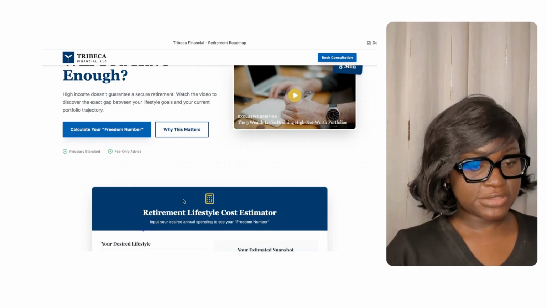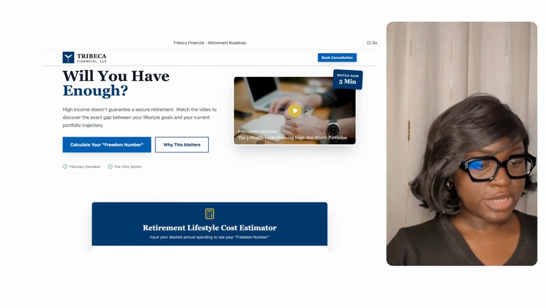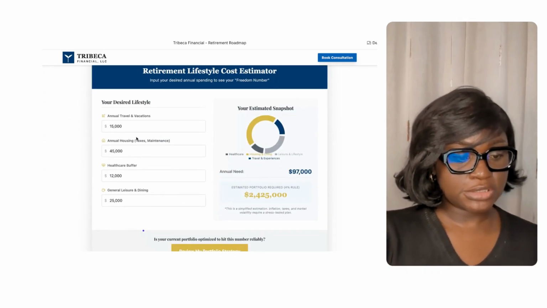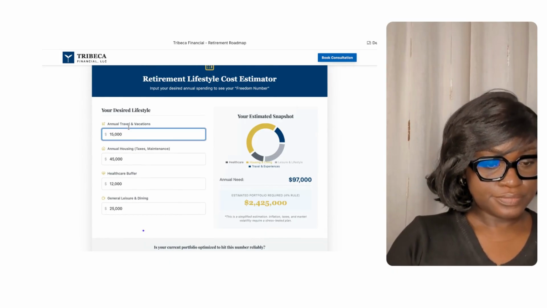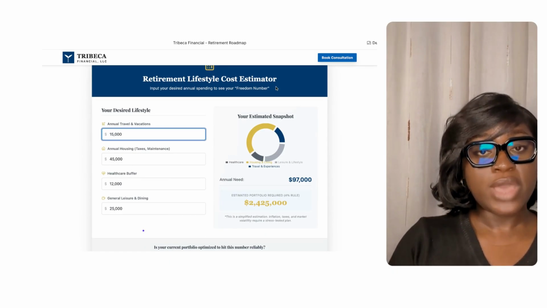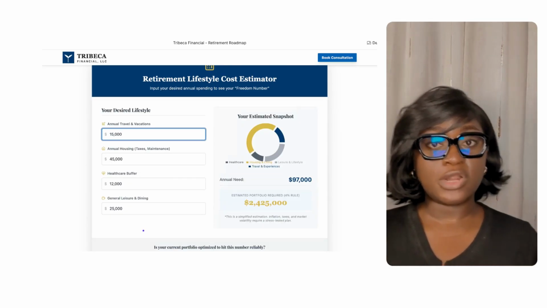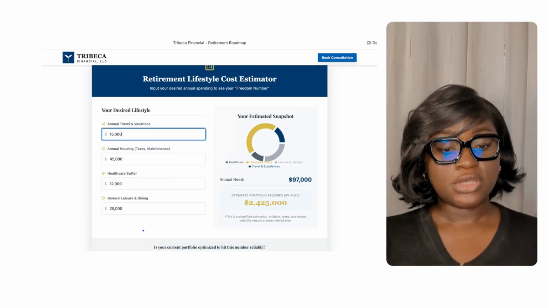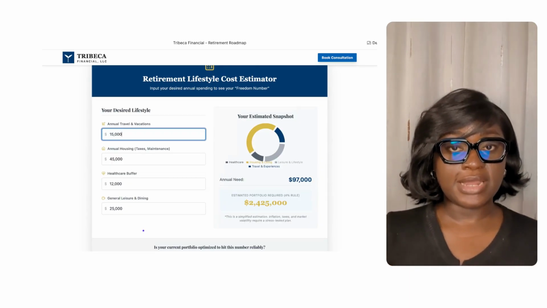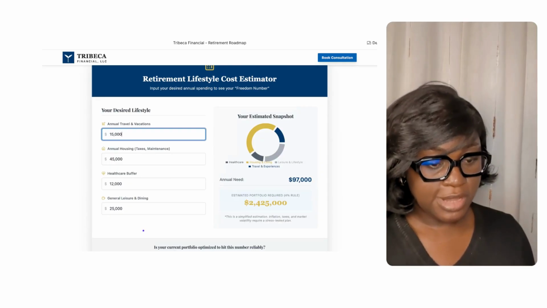Sorry about the date, wrong date. High income doesn't guarantee a secure retirement. Calculate your freedom number. Okay, let's calculate a retirement lifestyle cost estimator. Now we have the lead magnet here housed on a landing page. If you want to have it independent, unattached to any landing page, we can also have that.